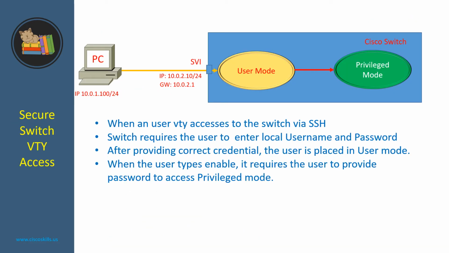Here is the expected behavior of the switch after the configurations. When a user accesses the switch via VTY using SSH, the switch requires the user to enter the local username and password. After providing the correct credentials, the user is placed in the user mode. When the user types enable, the switch requires the user to provide the password to access the privilege mode.